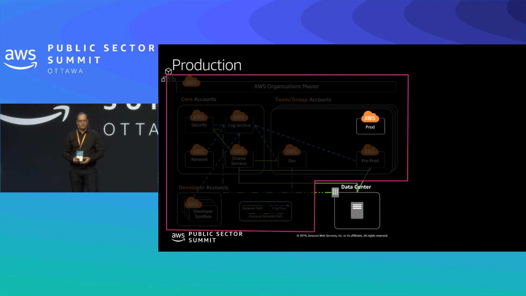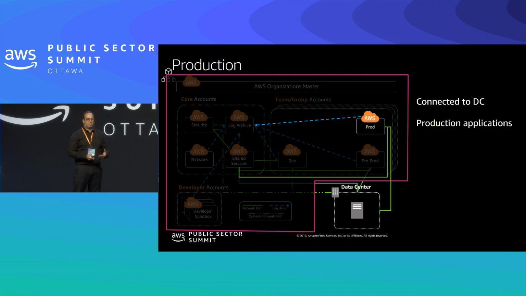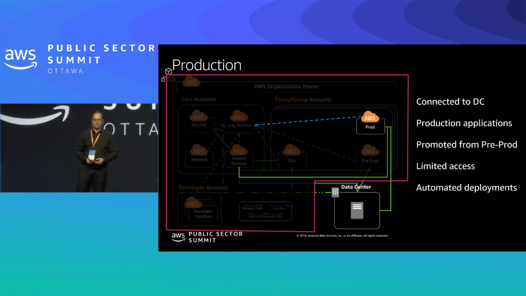And then development. When you have your production account, then of course all log files again get sent. Sounds like I'm repeating myself, but there's a pattern here that we'll build on later. Connected to the shared services, connected to the data center. Production applications may live in here. Gets promoted from pre-production, hopefully using automation. And again, extremely locked down who can actually access this account in automated deployments.